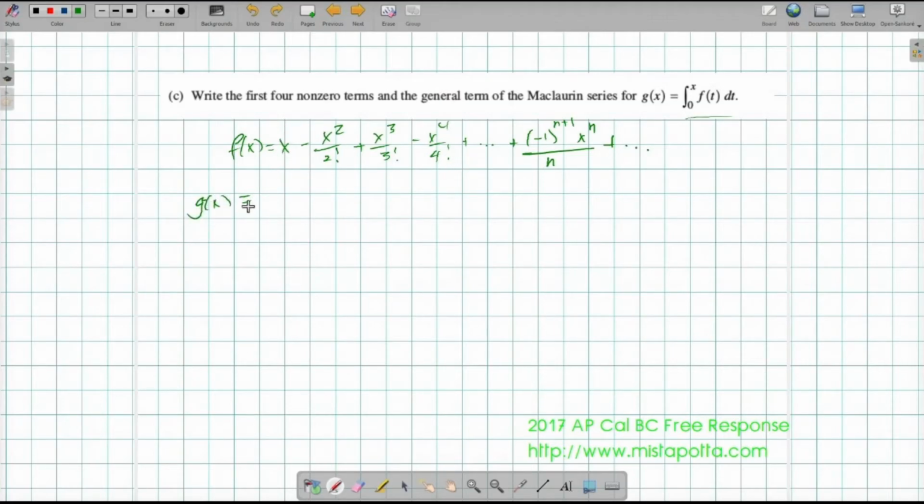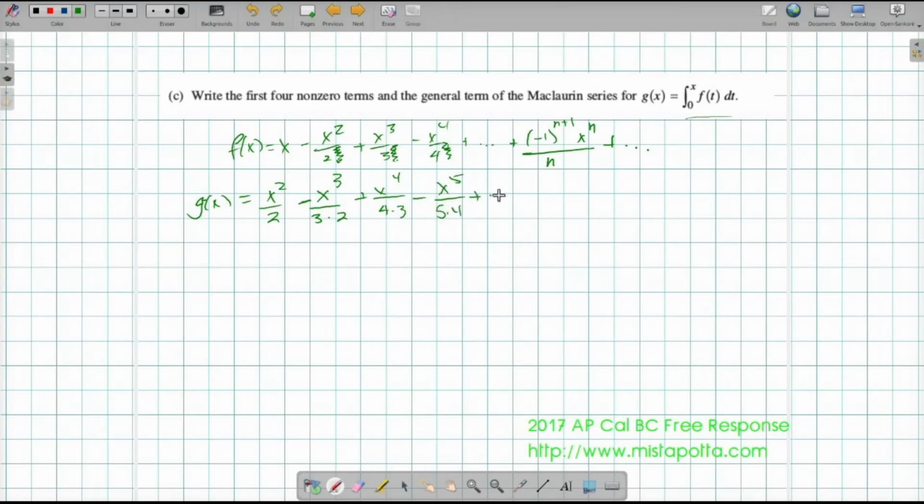So integrating this term gives me x squared over 2. This is going to give us x cubed over 3 times 2. Ooh, horrible. It was just 2. It was just 3. It was just 4. Plus x to the 4th over 4 times 3 minus x to the 5th over 5 times 4.